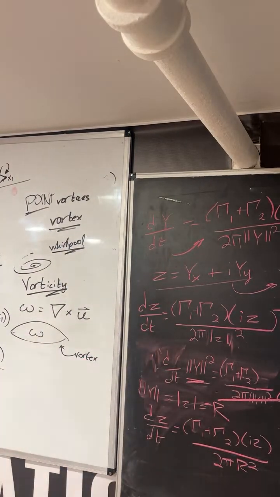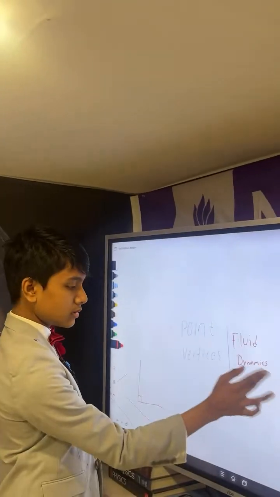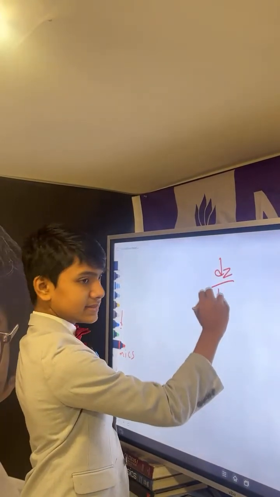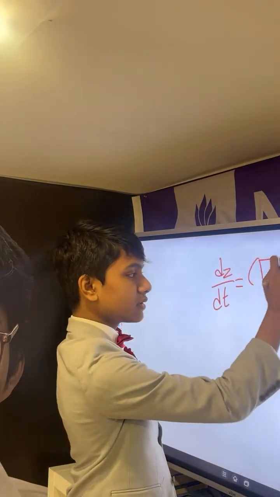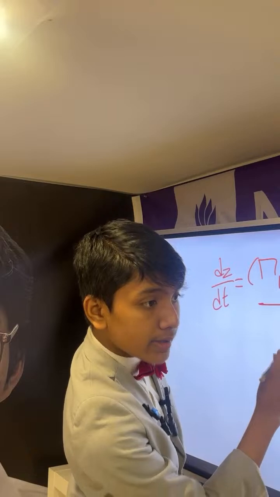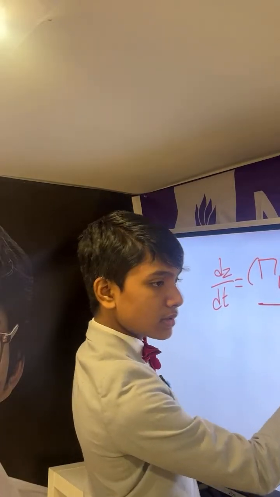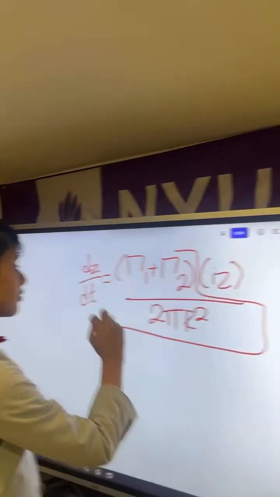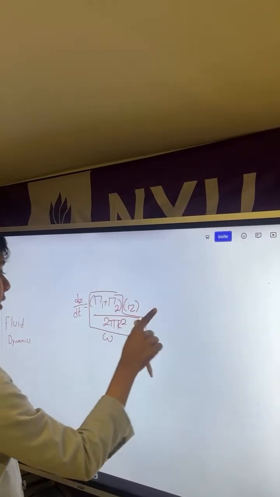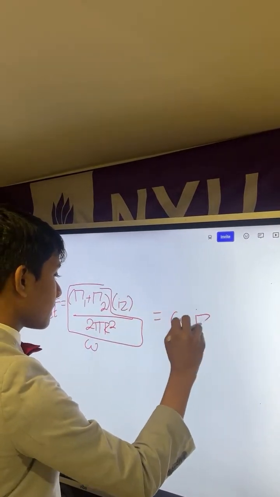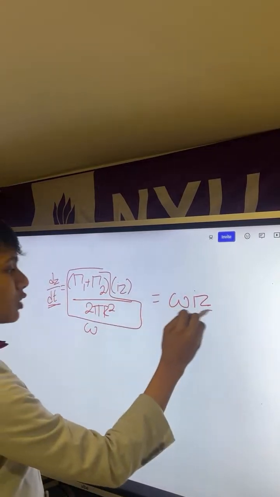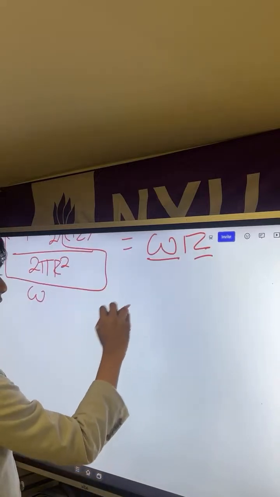Now, I guess I'll move to the smartboard because we don't have any more space. Here's what we do. We had dz dt is equal to the sum of the field strengths divided by 2 pi r squared multiplied by iz. So we're going to call this entire scalar right here the angular velocity, omega. So now, how do you solve this equation? Well, looks like dz is equal to z multiplied by a constant. So you introduce an ansatz.